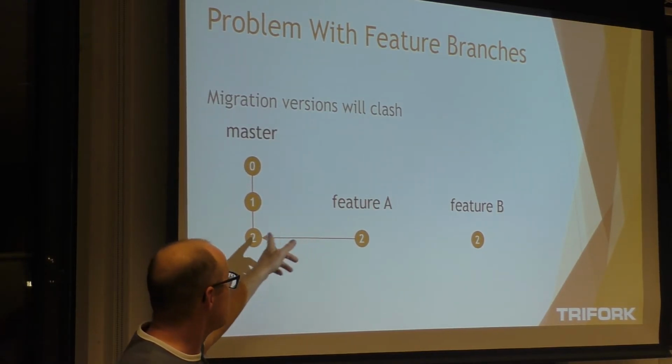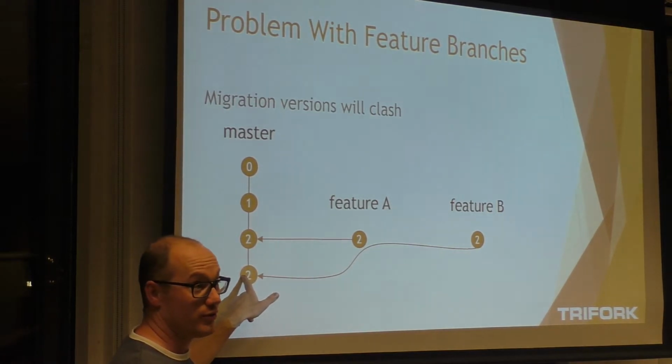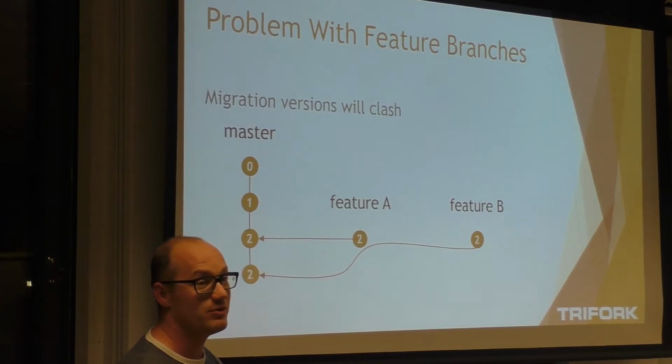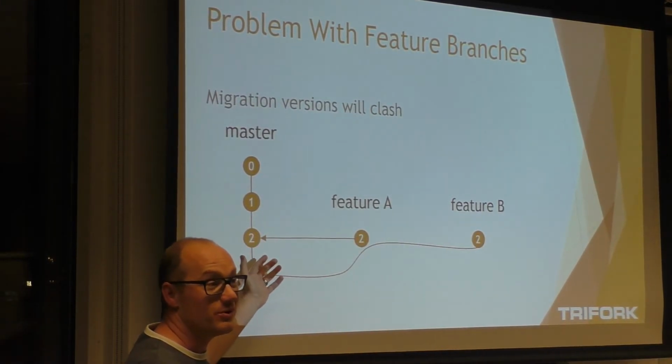Everything is nice and dandy, but now feature team B is done, and when they merge back, they introduce a duplicate version. Now Flyway is definitely not liking that. And this is also not something you can disable. It simply doesn't allow duplicate version numbers because it doesn't know in what order to apply them.